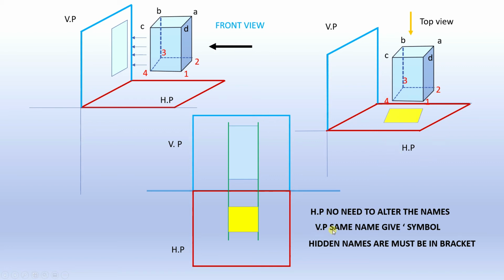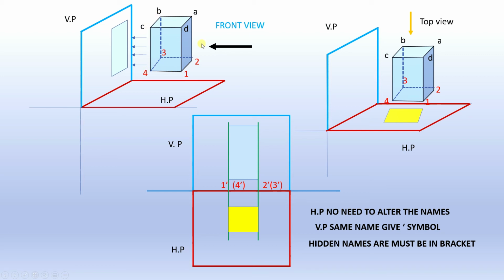I will tell what is altered. Now you can see here VP's names get dash symbols. If any names are falling on the VP projection, you have to give a dash symbol. Hidden names must be in brackets. Now I'll tell you. Let us take the bottom side of this cube or prism, whatever it may be: 1 2 3 4. You see number 3 is hidden, right? You can't see it, and it is a front view, so only 1 2 A D is visible, while 4 3 C B is hidden.